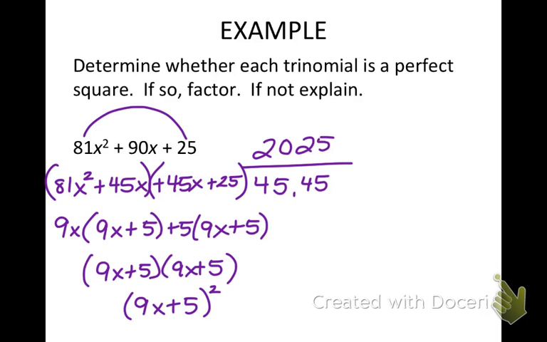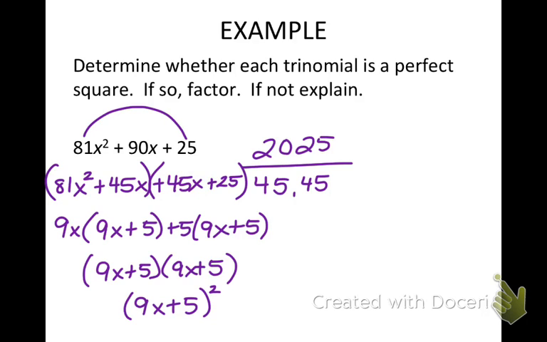Yeah, so what's the shortcut? Didn't we say the square root of 81 was 9, and the square root of 25 was 5? Why do you think this is a plus? Because they're both positive. The middle term is positive. If this was minus, what do you think this would be? A minus, right?